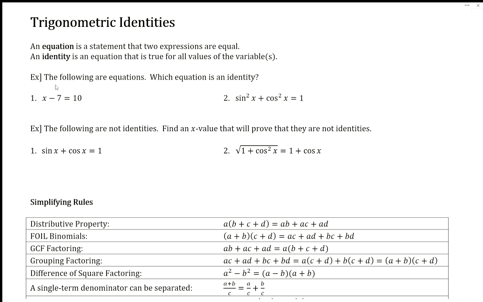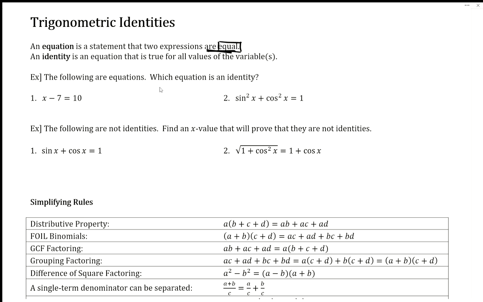So in this first video, we're just going to define what an identity is and show how it differs from an equation. An equation is a statement that two expressions are equal. Anytime you have an equal sign, it's automatically an equation. An identity is a special type of equation that is true for all values of the variables. So for instance, in this problem, both of these are equations, but only one of them is an identity.